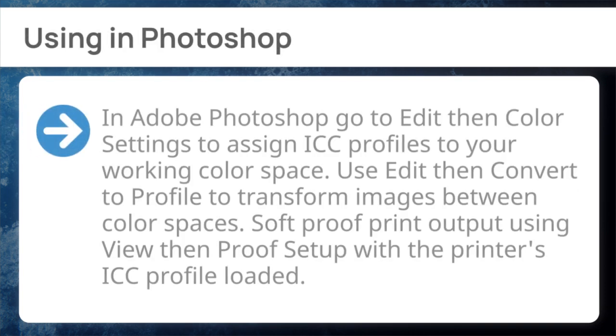Finally, using it in Photoshop. In Adobe Photoshop, go to Edit then Color Settings to assign ICC profiles to your working color space. Use Edit then Convert to Profile to transform images between color spaces. Soft-proof print output using View then Proof Setup with the printer's ICC profile loaded.